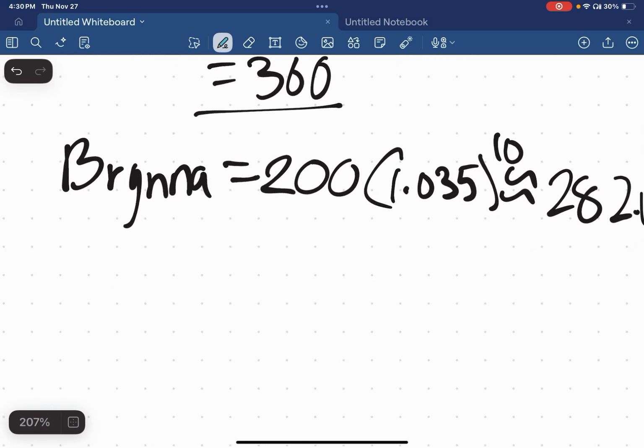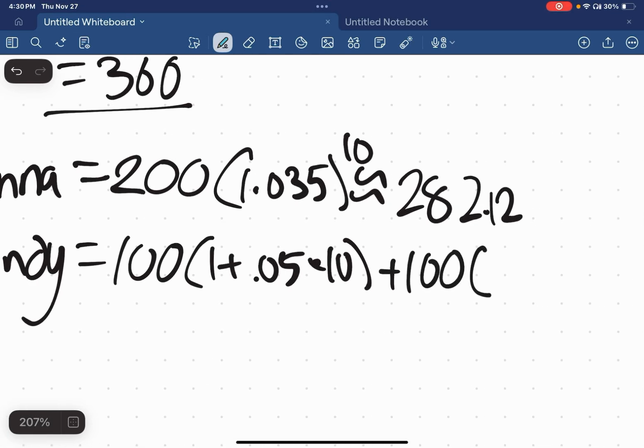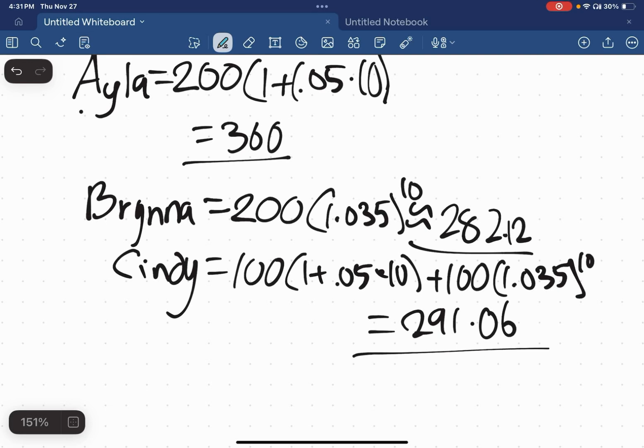which rounding you get around 282.12. And last is Miss Sydney over here who thinks she's smart. She might be, actually. She might be making the most money. Who knows? We'll see. So she does half-half. She invests 100 in simple interest, so 1 plus 0.05 times 10, plus 100 in compound interest, and this gets her $291.06.